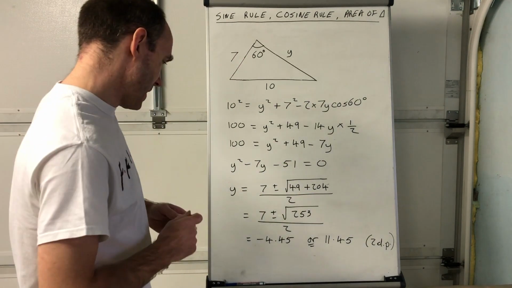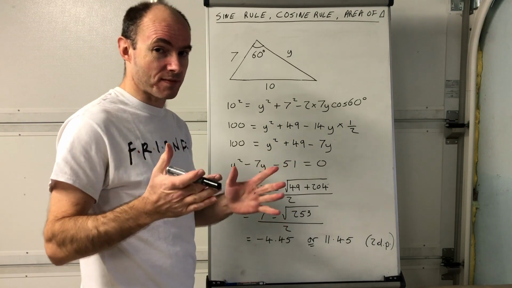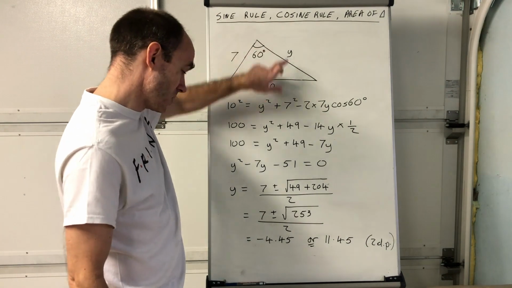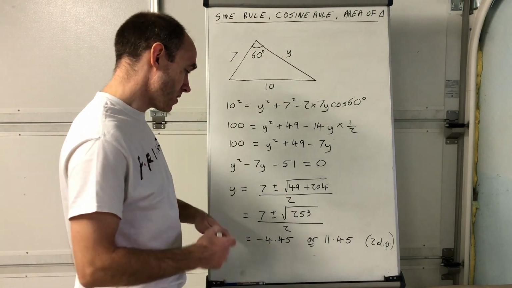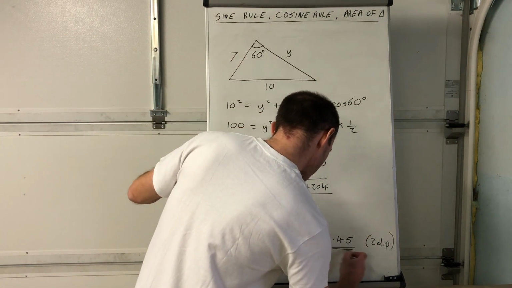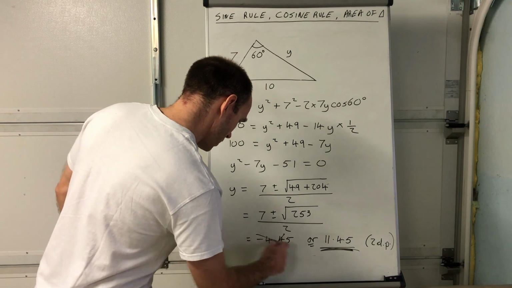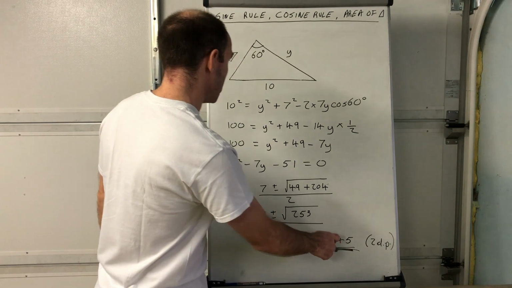Okay, and what we've got to do in the context of this question is decide which is the value we want. We want to work out a length, y, so clearly we do not want a negative value because you don't have negative lengths, okay? So the answer to choose is that one there. You either highlight it, like I've done there, or you cross this one out, or you do both to make it really, really obvious, okay? And 11.45 is the answer we're looking for.